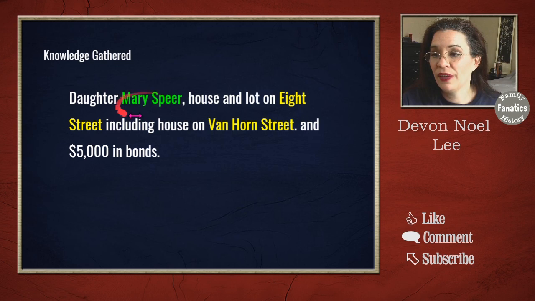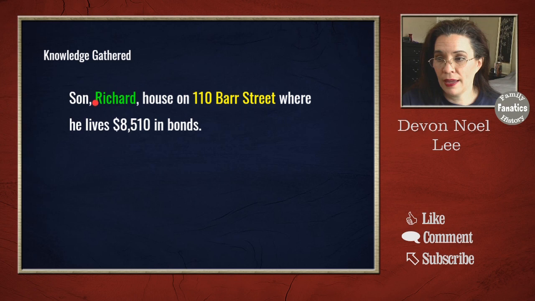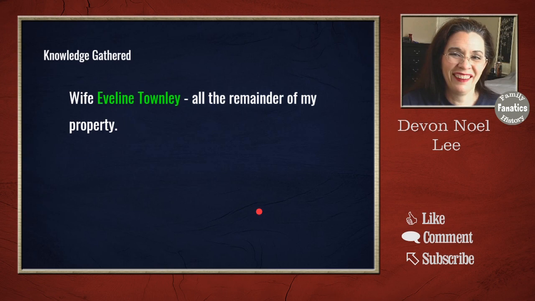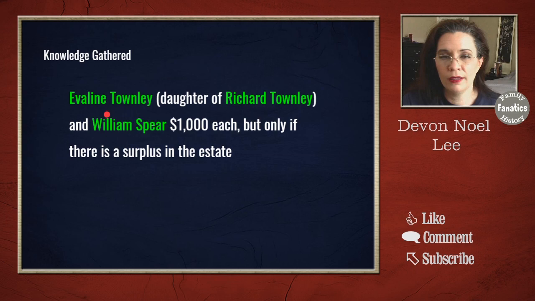We have another daughter. She's getting some property, money, and bonds. We have a son. This is my ancestors. And then the wife gets everything when it's all said and done. She gets all the remainder. And then after all of that, I want two grandchildren to inherit. And that's my second great grandmother right there. So second, third, and then John is fourth in my line of ancestry.